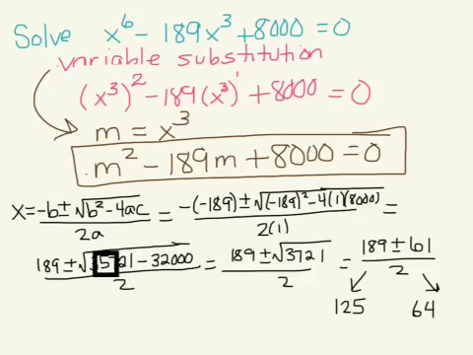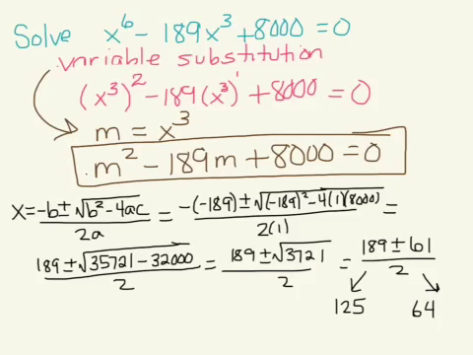Negative 189 squared is 35,721. Negative 4 times 1 times 8,000 gives us 32,000. So once we simplify this radicand, you have the square root of 3,721, and the square root of 3,721 is just the value of 61. So we have 189 plus 61, and that answer divided by 2 is 125. 189 minus 61, that answer divided by 2 is 64.